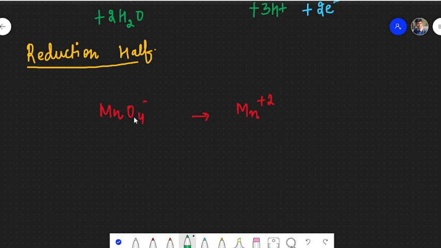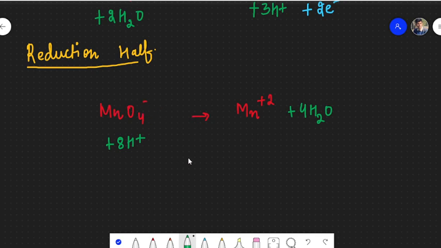Now let's balance oxygen here. There are 4 oxygen on the reactant side and there is no oxygen on the product side, so we are going to add 4 water molecules. As the reaction is occurring in acidic medium, to balance the hydrogen we are going to use H positive ions. So I'm going to write 8 H positive ions.